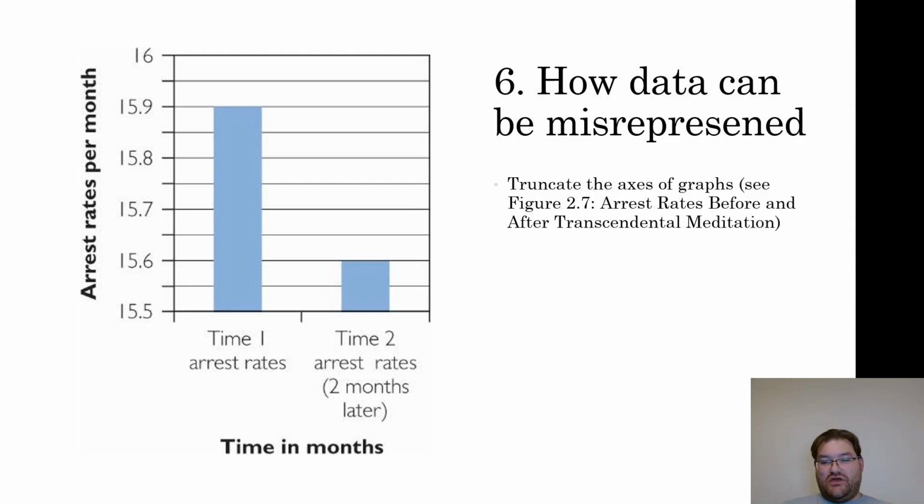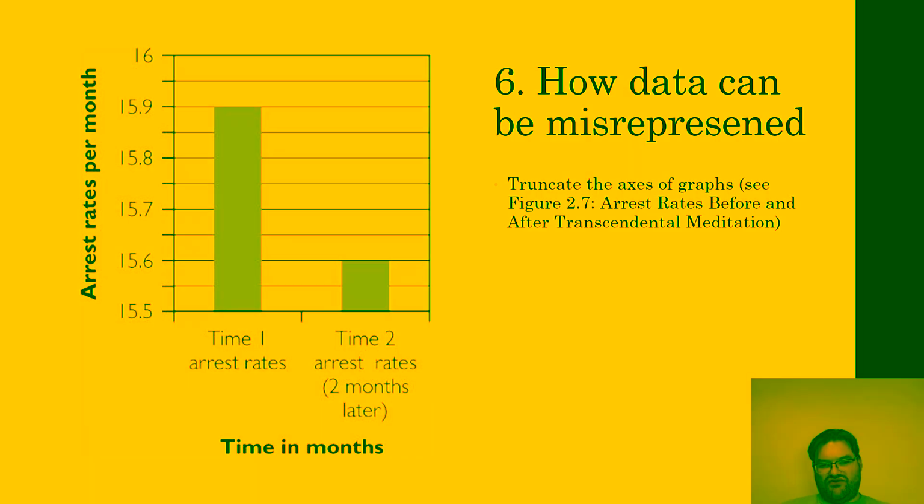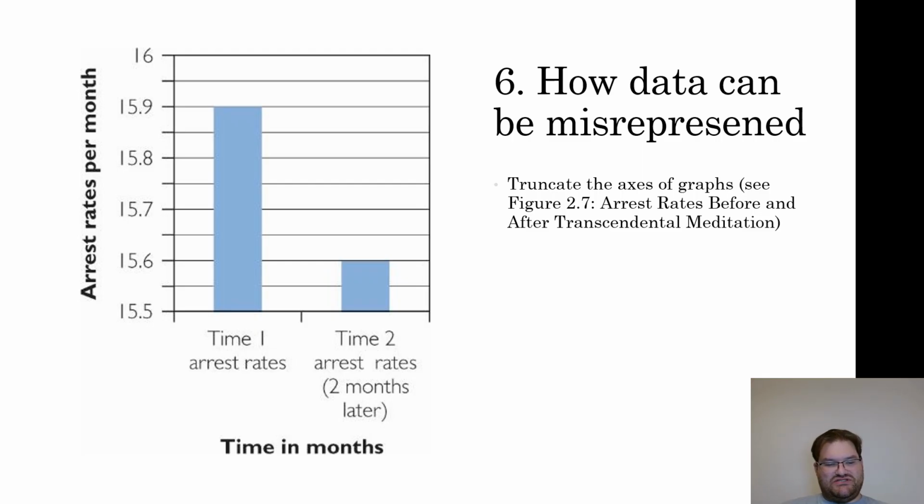Another thing that we can look at when it comes to statistics and data is how data can be misrepresented. If you look at this graph, you can see that on the vertical axis we have arrest rates per month, and then we have time 1 arrest rates and time 2 arrest rates 2 months later. So we're looking at time in months. And you can see here, oh my God, that's a pretty big difference between these two groups. And this looks really impressive, right? Wow, that's a really big difference.